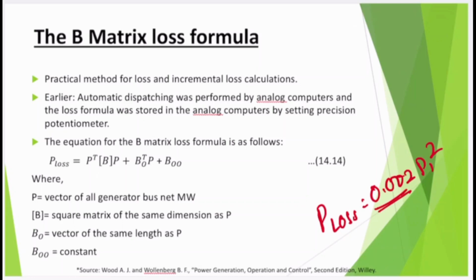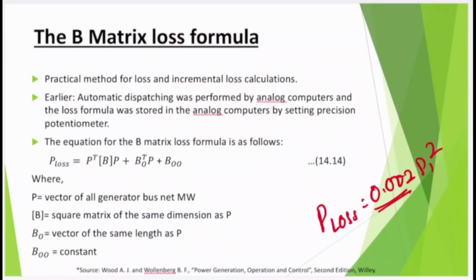So, practical methods for loss and incremental loss calculations. Earlier, automatic dispatching was performed by analog computers, and the loss formula was stored in the analog computers by setting precision potentiometers. The equation for the B matrix loss formula is as follows. We say P loss is P transpose B times P plus B naught transpose P plus B00, which means we have three B coefficients: one is a square term, the second is a non-square term, and the third is a constant term.